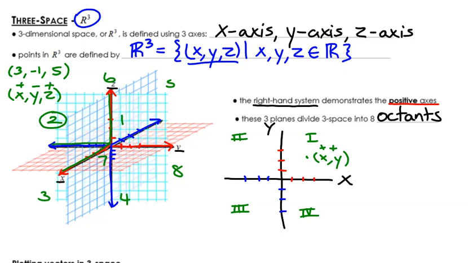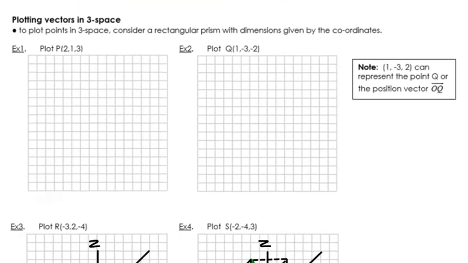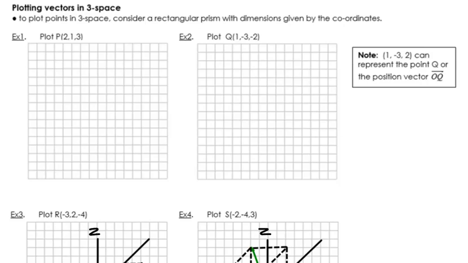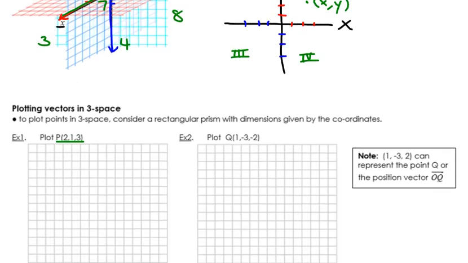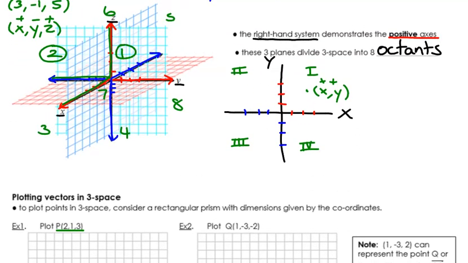Okay, so we've talked about the coordinate systems and compared them. Let's actually show you how to draw them. So this is a fun part. All right, so they're asking you to plot this point. With +2, +1, +3, you can expect it to be in octant number 1 because it's all in the positives.